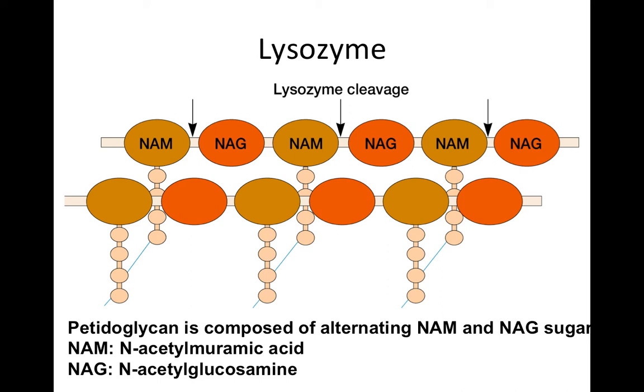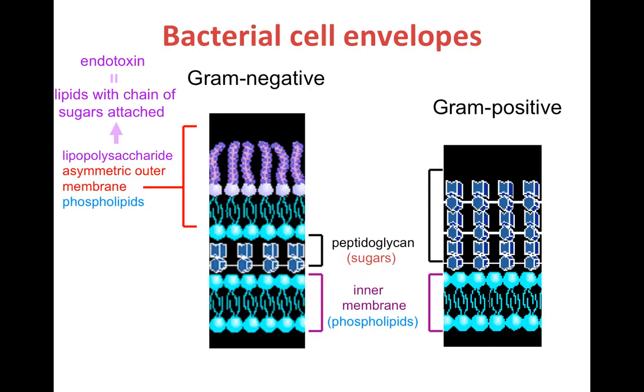So I'd like to show you how lysozyme works. Lysozyme works by cleaving the glycosidic bond between NAM and NAG that makes up the peptidoglycan layer in both gram-negative and gram-positive bacteria. However, lysozyme can only get to the peptidoglycan layer of gram-positive bacteria. So I want to go and show you why.